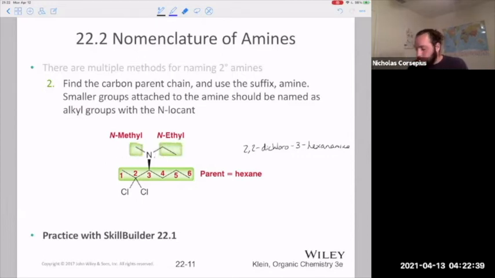So again, how do I account for the fact that I have these two alkyl groups coming off of there? Remember, every time you're doing nomenclature, your goal is to account for all carbons, all atoms that are in that molecule. And we do that by, instead of giving these alkyl groups a number like they would normally be given, we give them an N. Hopefully this rings a bell because we've already done this with amides, but this is now with amines.